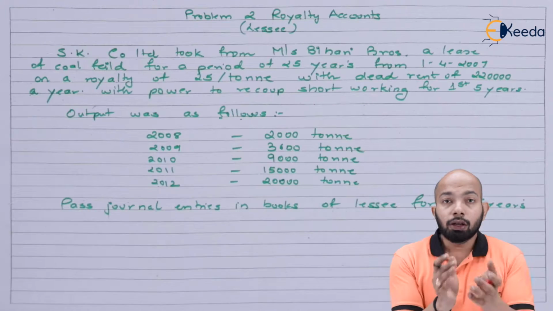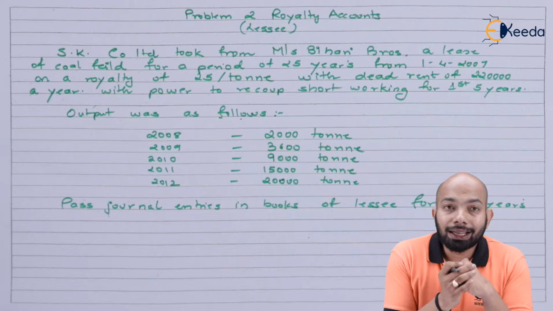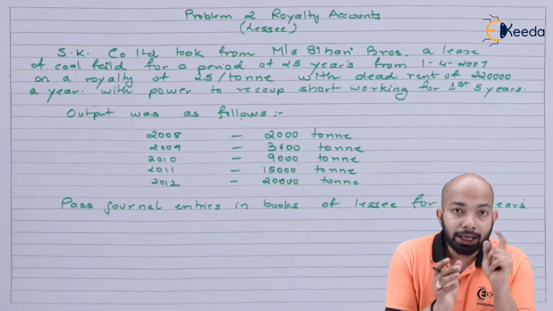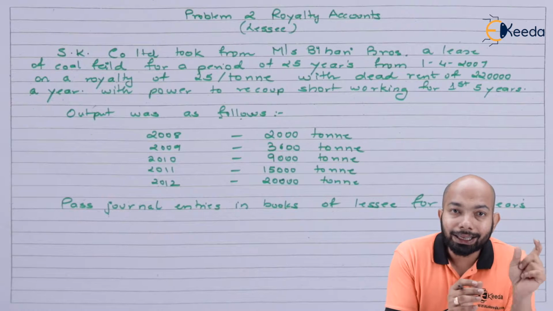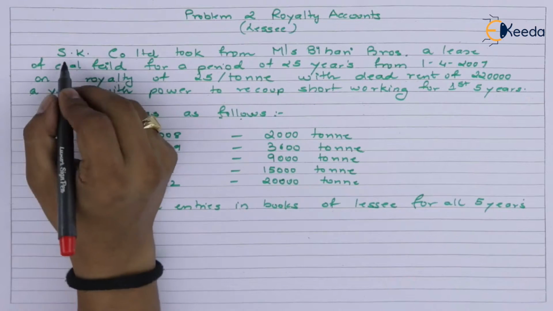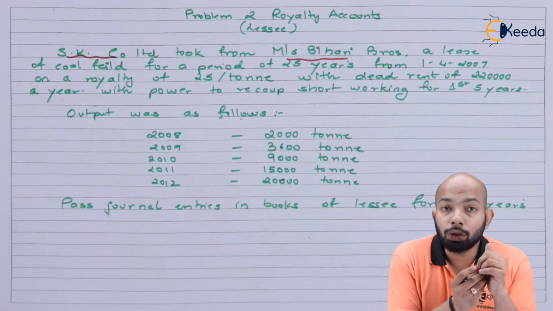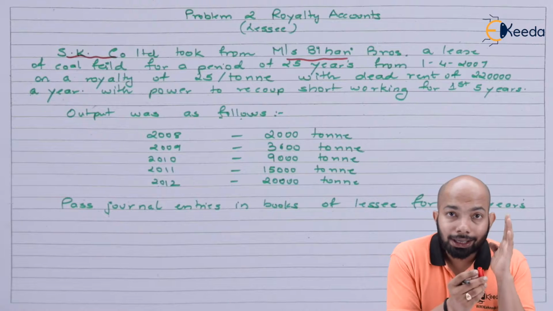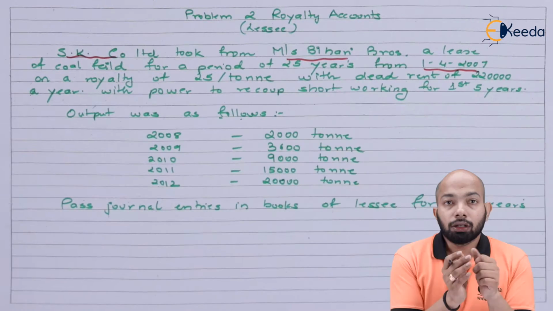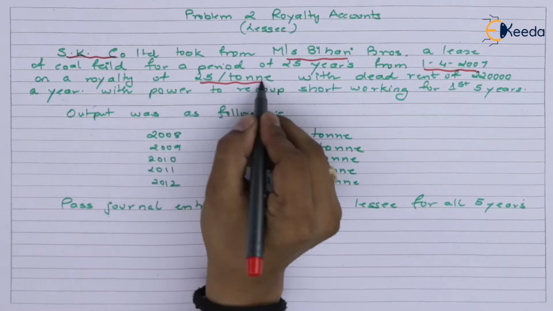So let's read it out. The question has been mentioned here. Now, the parties to the contract are SK Company Limited and Messrs. Bihari Brothers. SK Company Limited is the lessee and Bihari Brothers is the lessor here. SK Company Limited took a lease of a coal field for 25 years starting from 1st of April 2007. The royalty was discussed at 25 per ton.